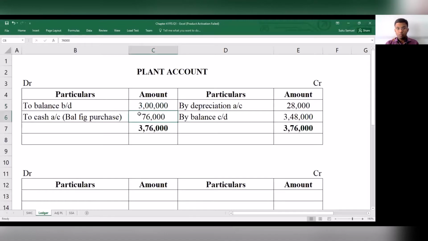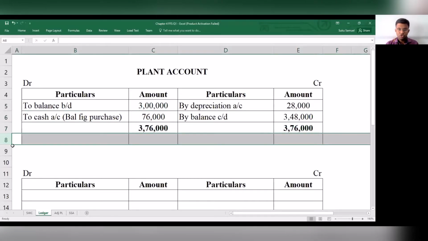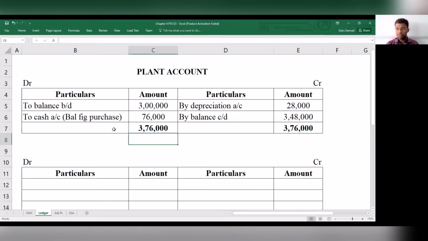One more important thing that you have to remember is you have deduced or investigated and found out that your business has purchased plant worth 76,000. This was not previously known to us. We just came to know this as of now.